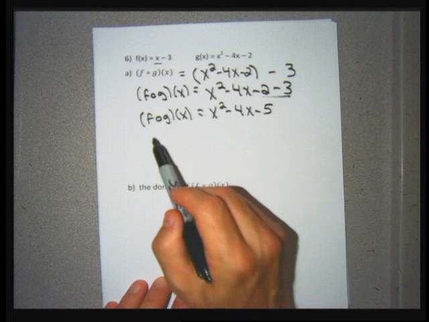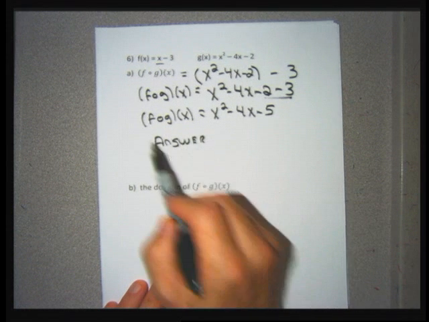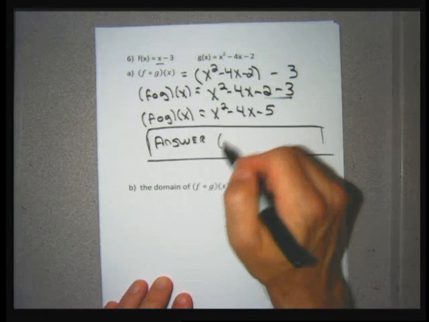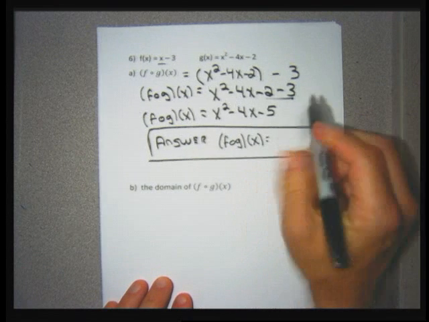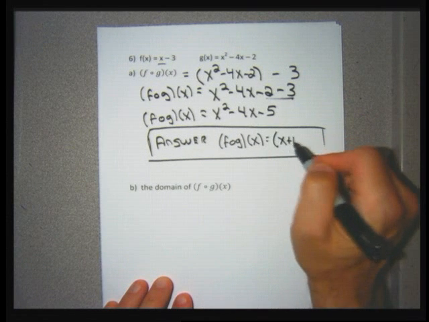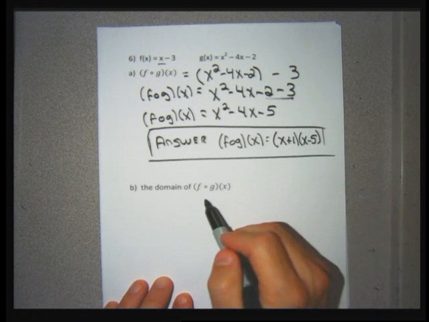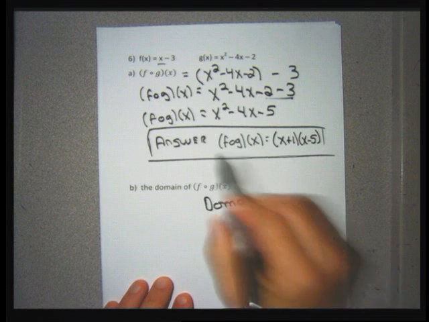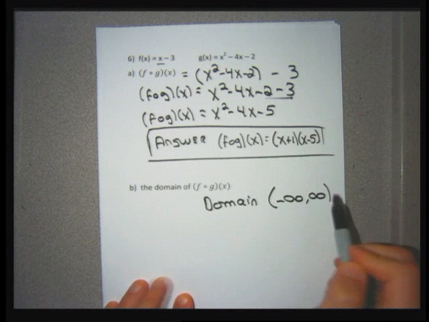That actually factors. And so in my answer, I should factor that, but I should not set the factors equal to 0. So in my answers, I'm going to say f composed with g of x equals, and this factors into x plus 1 times x minus 5. And again, no algebra for the domain, because f, g, and the answer are all polynomials. The domain is negative to positive infinity.